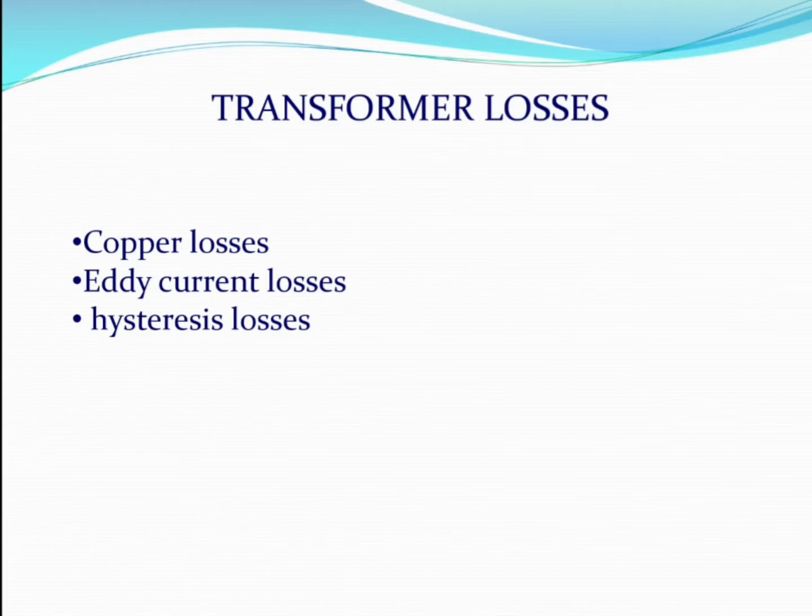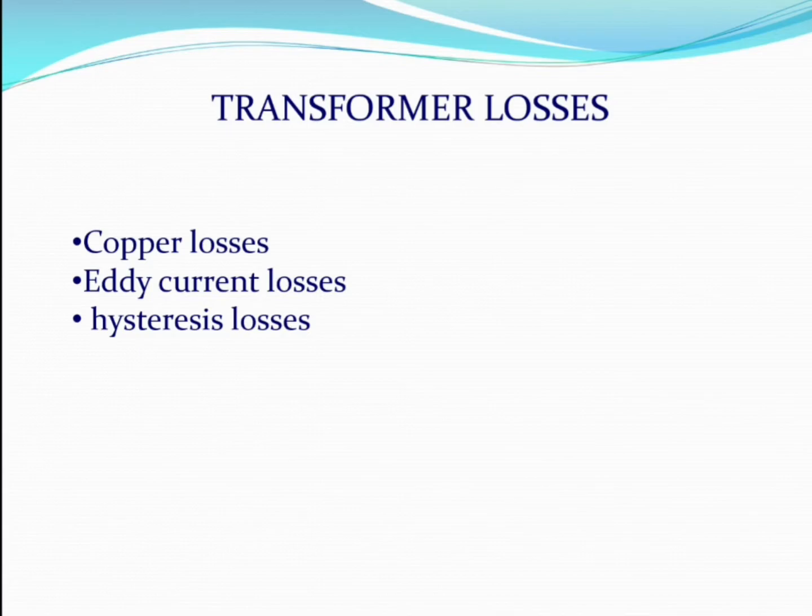Second one is eddy current loss. So eddy current means it is a swirling current that is induced in the core as a result of the alternating current applied. This swirling current is known as the eddy current. So this eddy current will lead to production of heat in the core, thereby reducing the electric power. Now this eddy current can be minimized with the help of two methods.